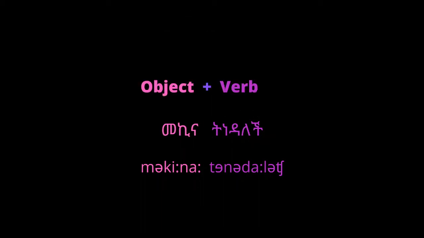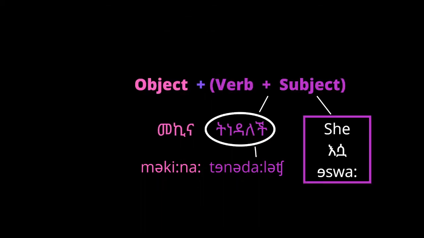We have the object and the verb, but the subject is also clear because ትነዳለች can only be used for third person singular and feminine. She, እሷ.